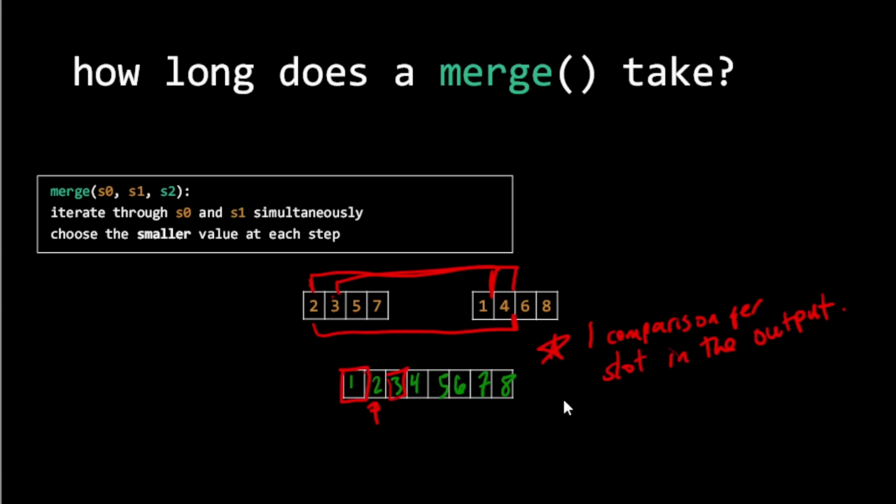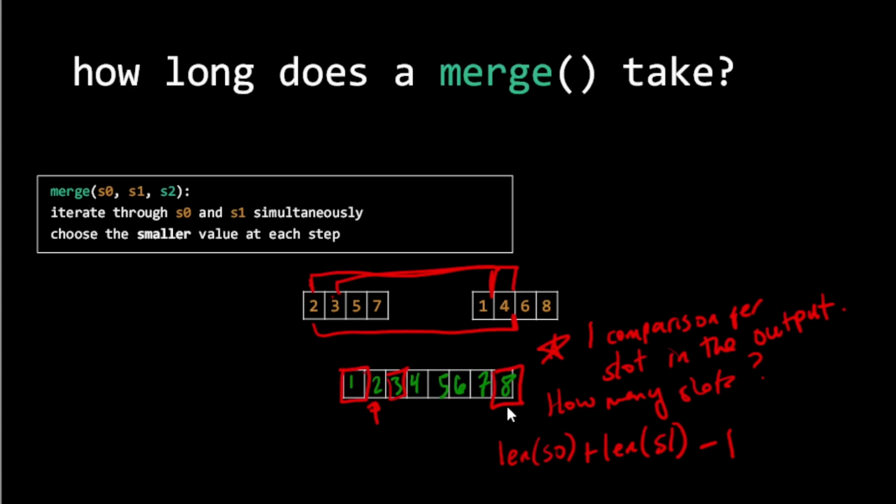Okay, so how many slots are there? Well, there's the length of S0 plus the length of S1 slots. Actually it's minus 1, because you don't need to do a comparison for the last slot. You can just copy that element in since the other list will be exhausted. There's nothing to compare to technically. So the last one gets a freebie automatic copy.